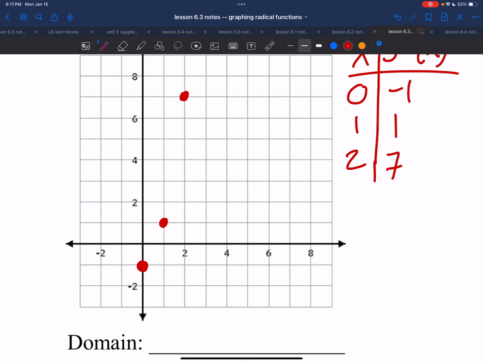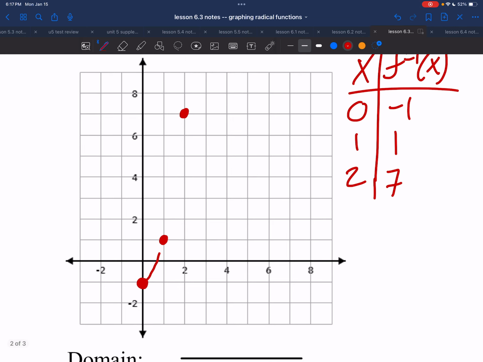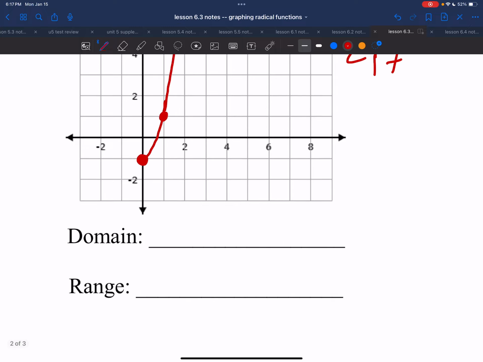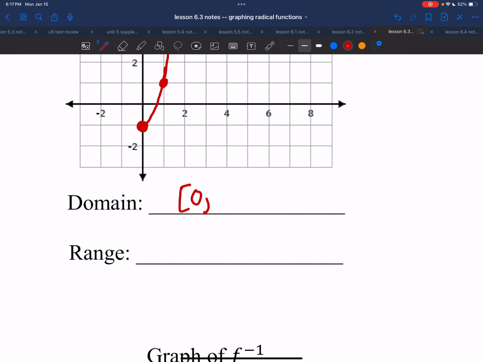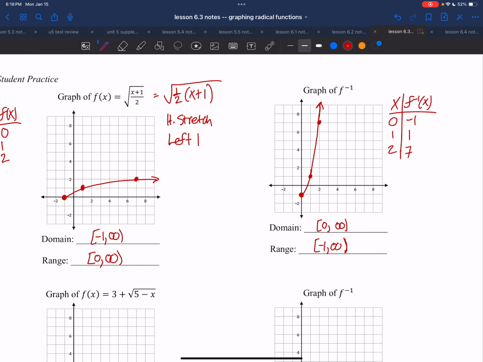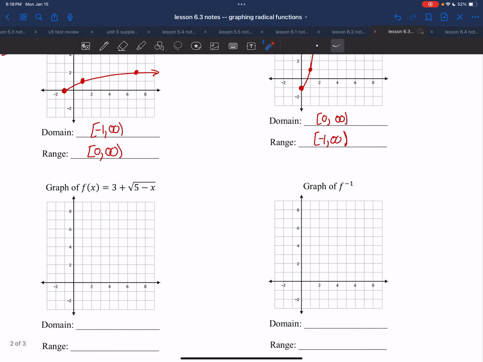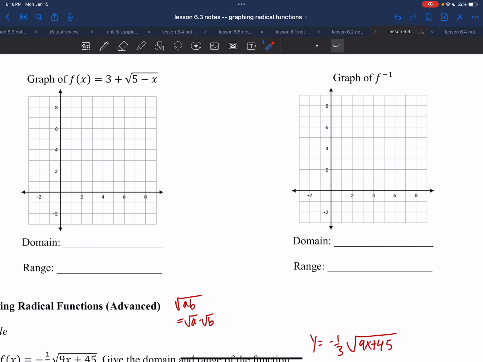And I'll kind of graph, hard with my hand at this angle. It's really steep. Very steep. Okay. Domain just switches. 0 to infinity, negative 1 to infinity. Again, I'm making that observation, that the domain becomes the range, and the range becomes the domain. Let's plot one more here. Let's do this in blue.